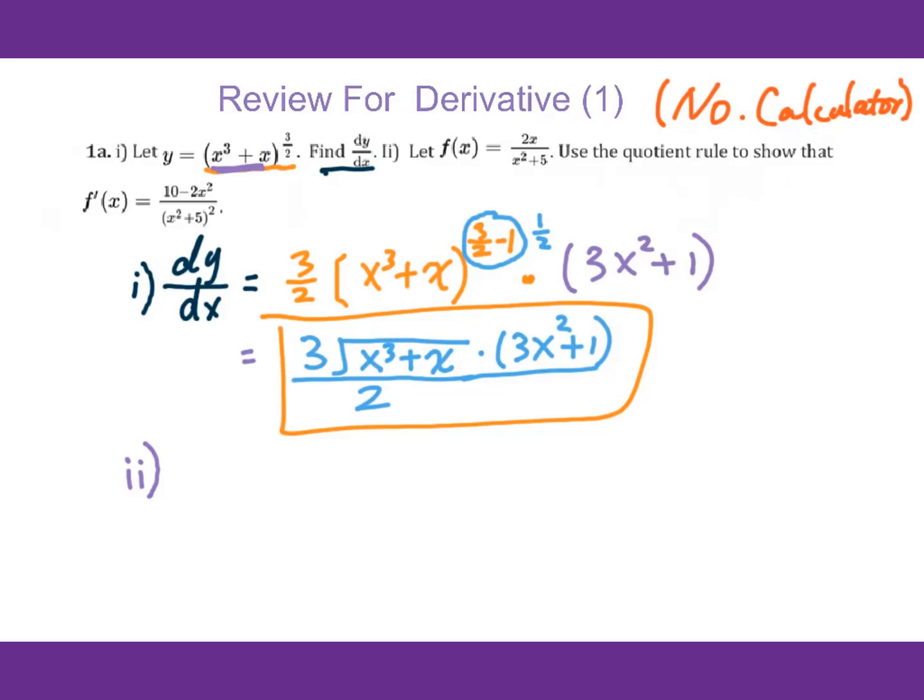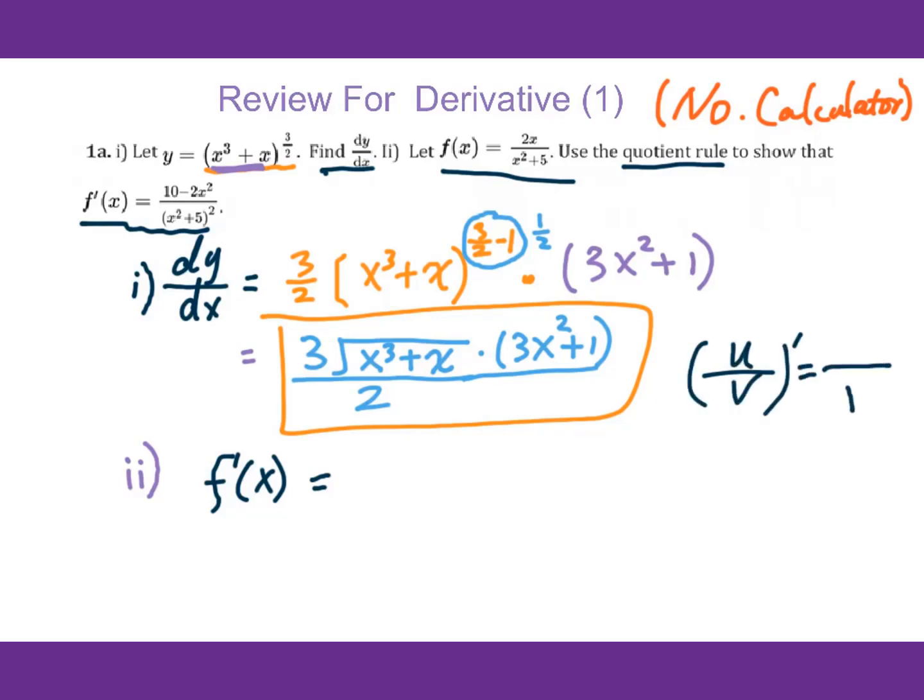Let f of x equals 2x over x squared plus 5. Use the quotient rule to show that the derivative of f of x equals 10 minus 2x squared over x squared plus 5 squared. We know this is the formula for the quotient rule. If you have u over v, then you get v squared in the denominator, and the numerator is the derivative of u times v minus u times the derivative of v. Therefore, the denominator will be x squared plus 5 squared.